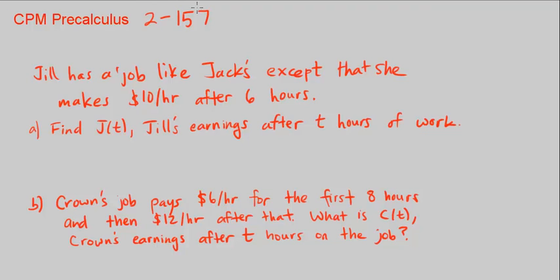This is CPM Precalculus, Chapter 2, number 157. So Jill has a job like Jack's, except that she makes $10 an hour after 6 hours.